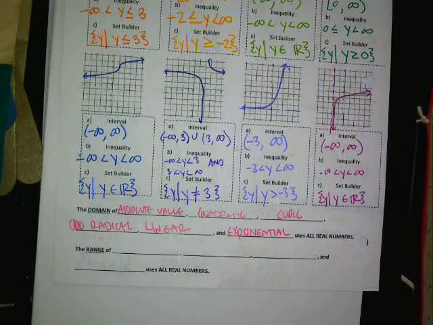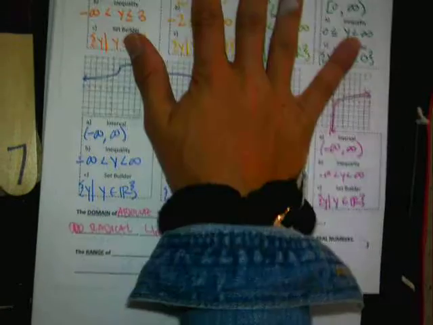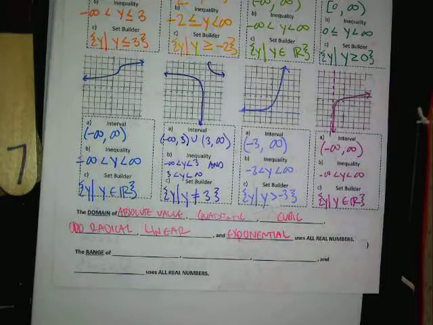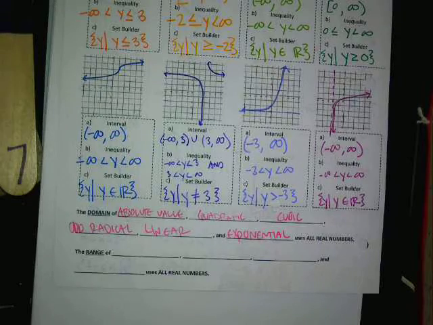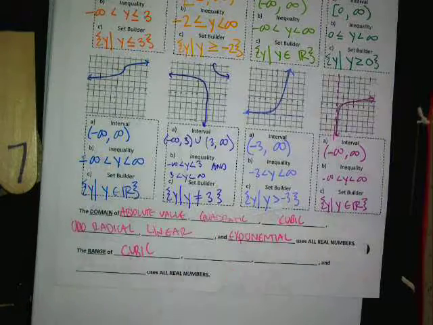All right, so let's do the range now. The range is on the back. So all the ones that have all real numbers on the back with the range. Evelyn. Cubic, very good. Cubic.